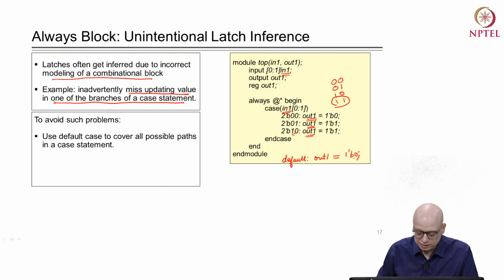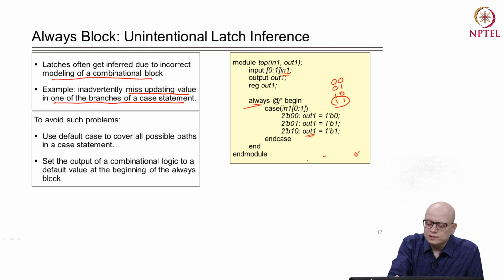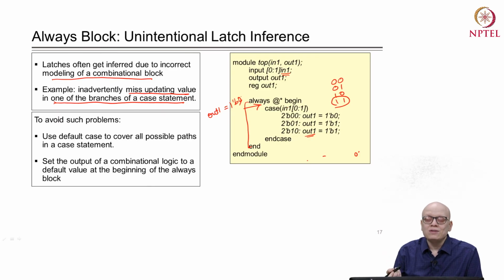rather than a latch. The other thing we can do is, at the beginning of the always block, assign the signals a default value. For example, we can write out1 is equal to 1'b0 before the case statement. So, whenever the always block is triggered, out1 will be assigned a value. Of course, it will be reassigned later down the code, but if in the conditional branches we miss writing a value to the signal out1, then the value of out1 that we have written at the top of the always block will come into action, and a combinational circuit element will be inferred rather than a latch.